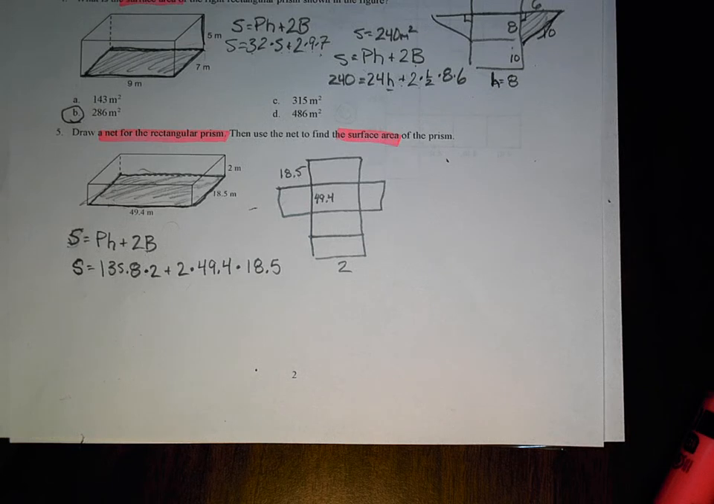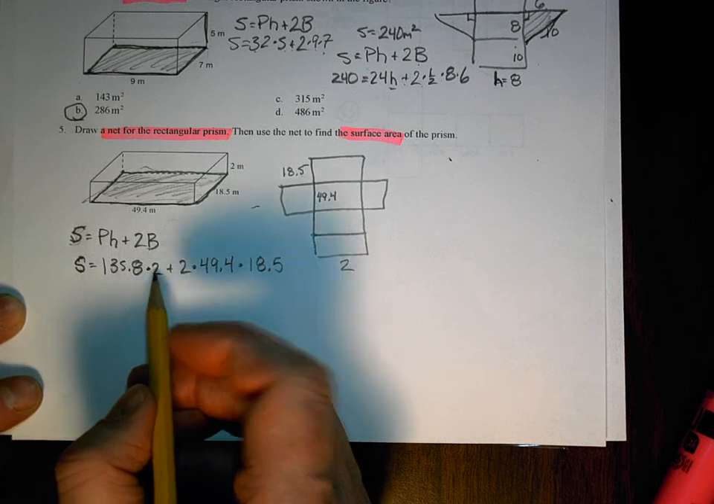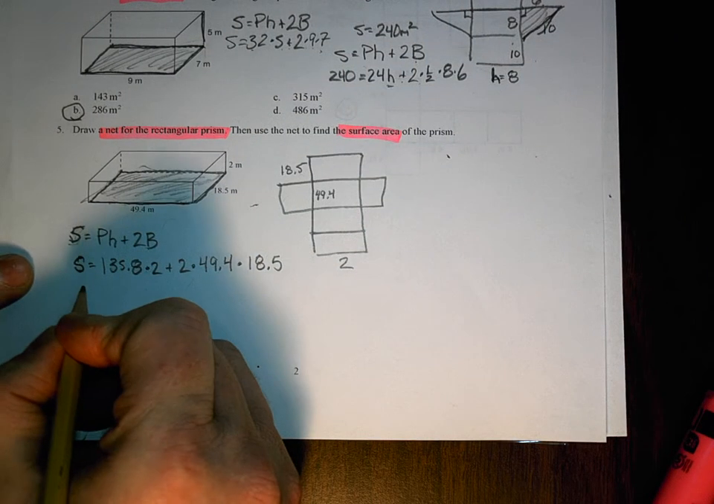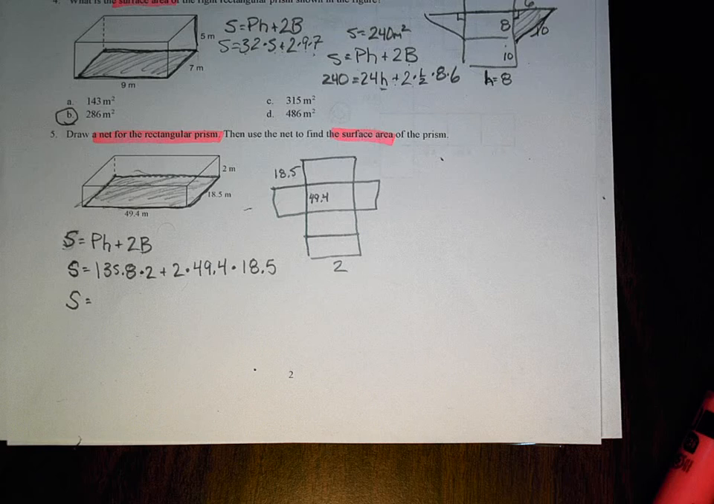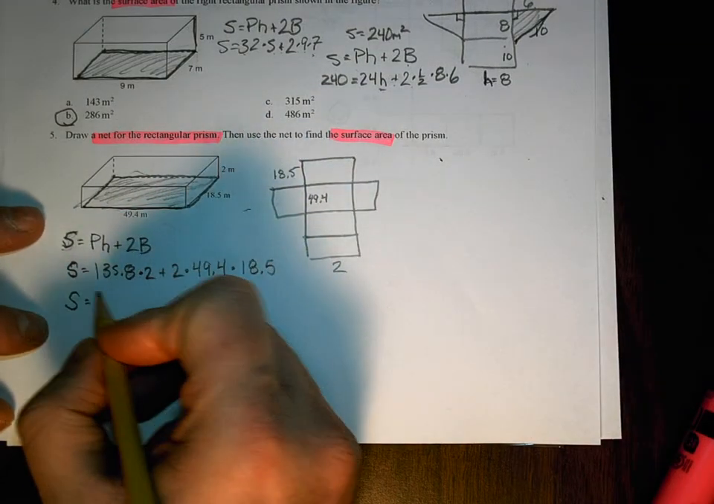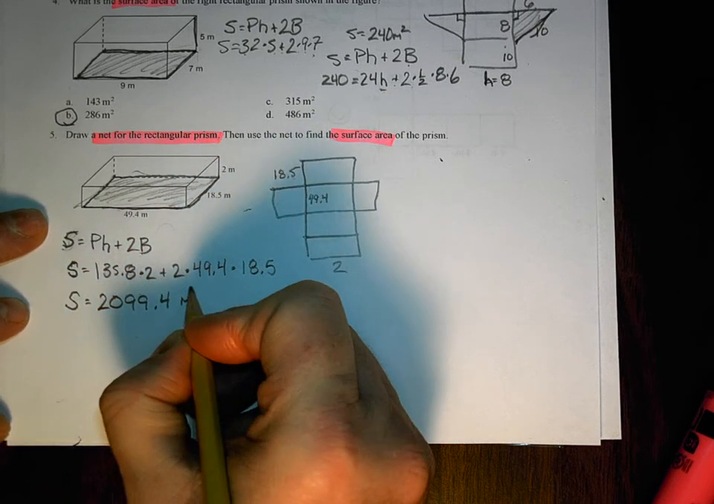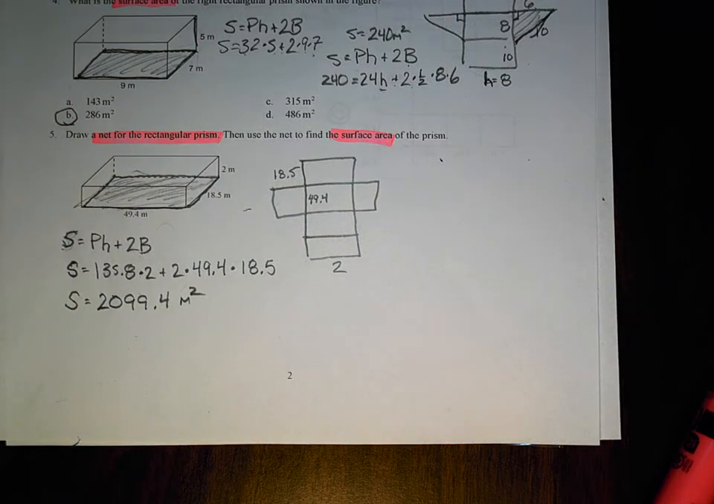So I've got 135.8 times 2 plus 2 times 49.4 times 18.5. Oh my gosh, I cannot do this. You can do it. Just type it in. We've been doing this for 35 minutes. I got it. What's the answer, Rhea? 2099.4. What'd you get? 2099.4 meters squared. That's what I got. That's not right. I'm glad I didn't say it.